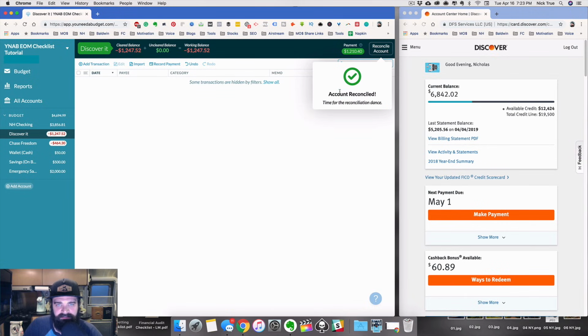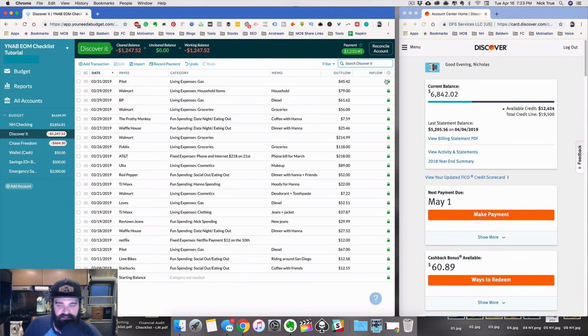And we will say, yes, it is. Now, YNAB just simply hid all of the transactions that are reconciled. So if I click Show All here, you'll see that now all of these transactions have this green lock, which means that they are not only cleared, but you have actually reconciled the account.